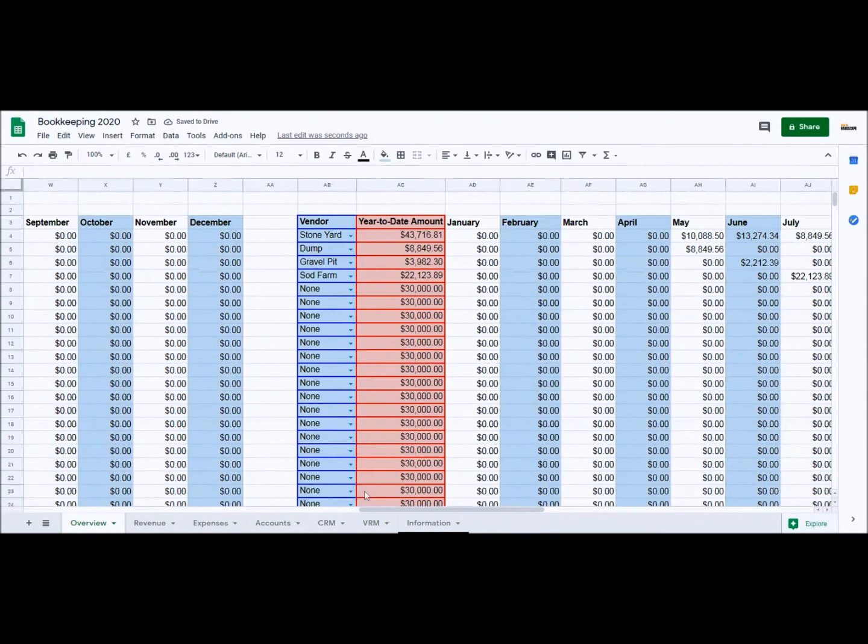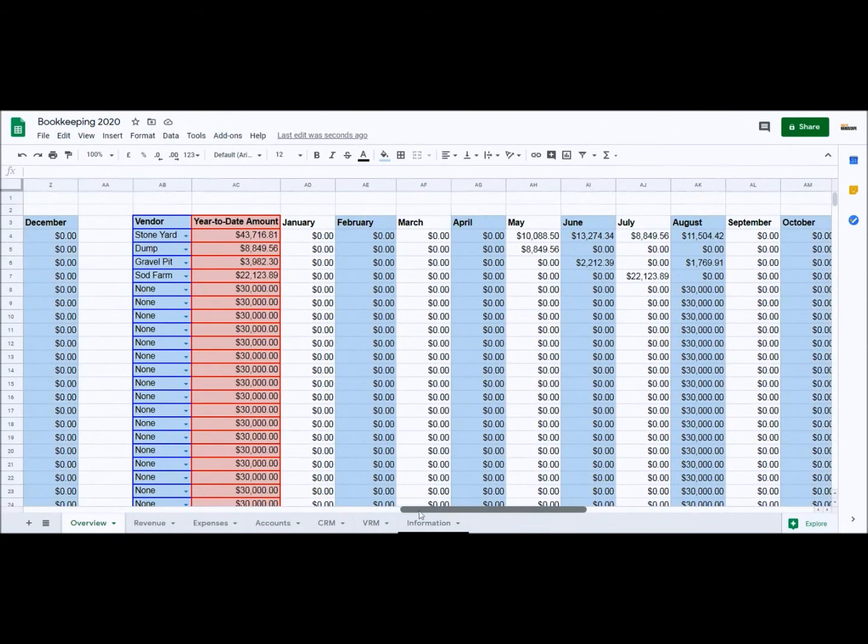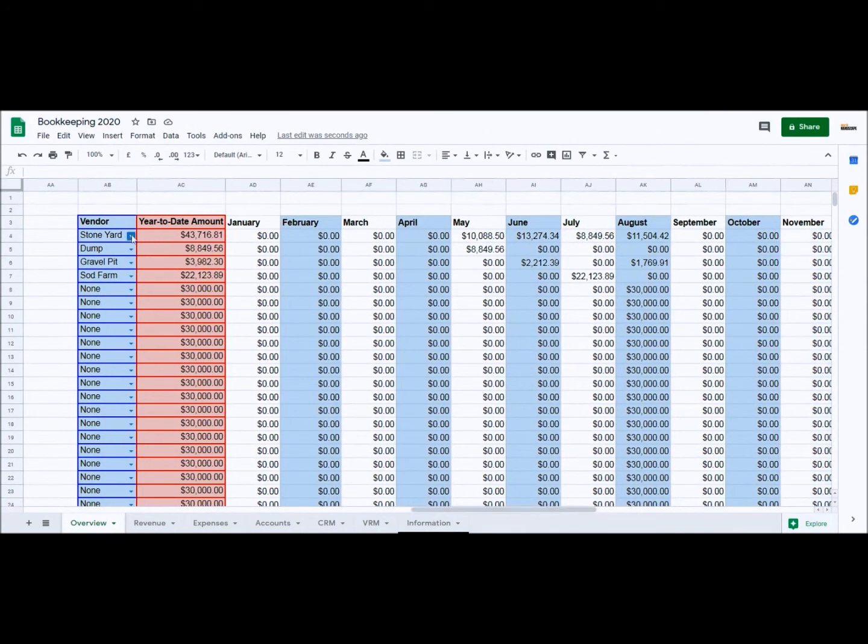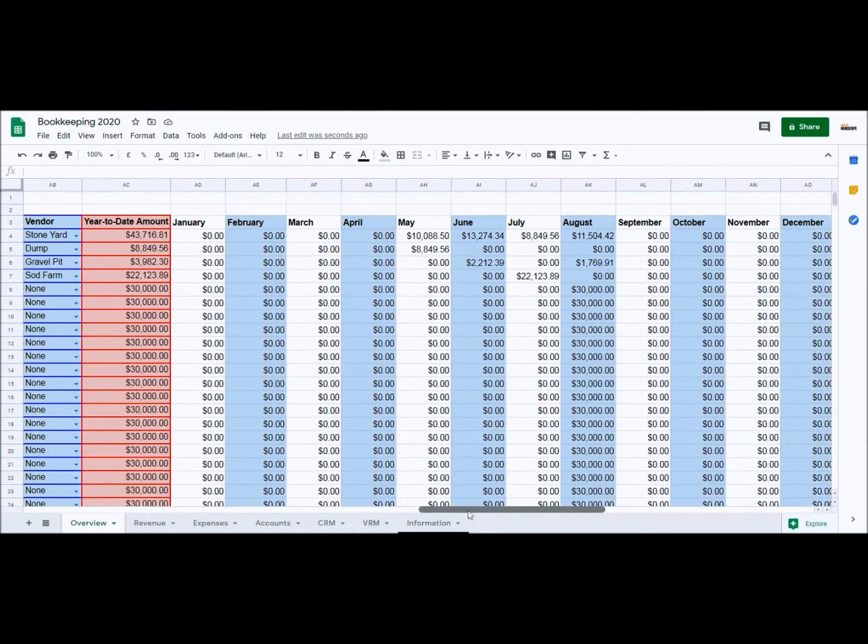And then finally, we've got two more things here. We've got the vendors, so we can see how much we're spending month by month with each vendor and the year-to-date amount. So this, I always feel, is a good thing to have, to know where our money is going, where the most amount of our money is being sent to.